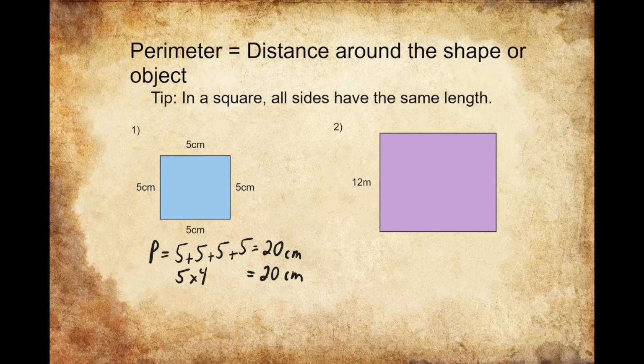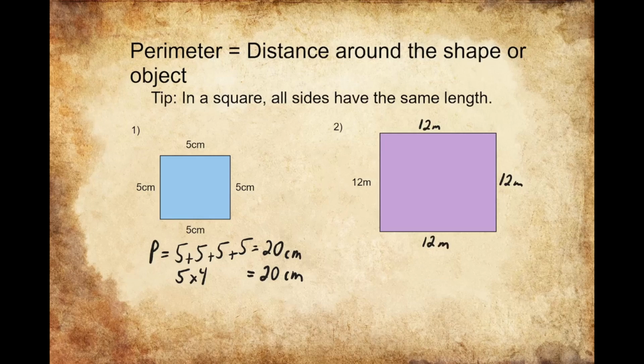Now in question number two, we can see that we have another square, but this time we only have one side that's labeled. A little tip here: in a square, all sides are going to have the same length. As long as we have the value of one side, we can find the perimeter, because all the sides have the same length. So let's quickly label this. We have 12 meters, 12 meters, and 12 meters.